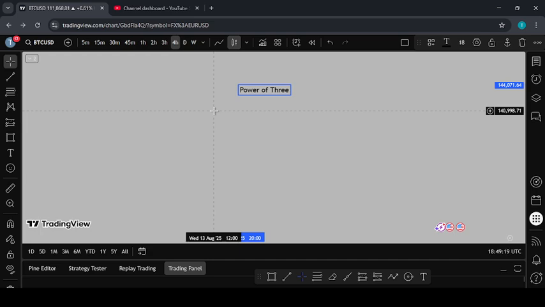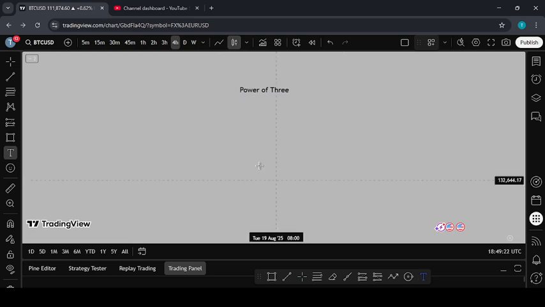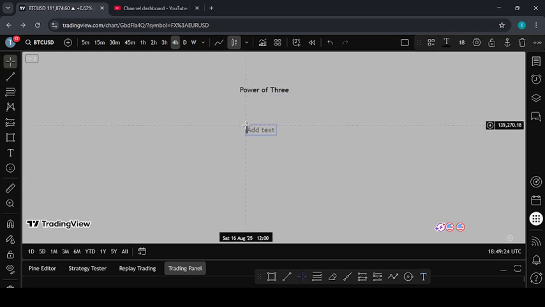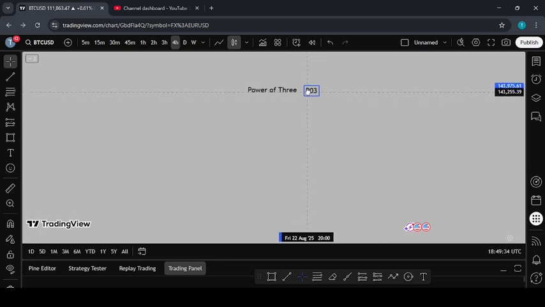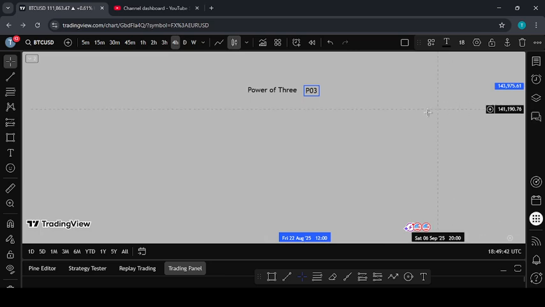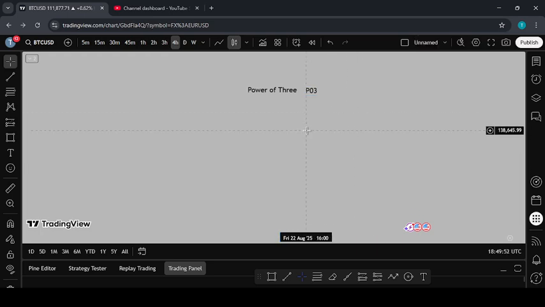So we'll be talking about the power of three concept. Sometimes people call it PO3. The power of three concept is one of the very important concepts for understanding how institutions move the market, and basically in different trading sessions.